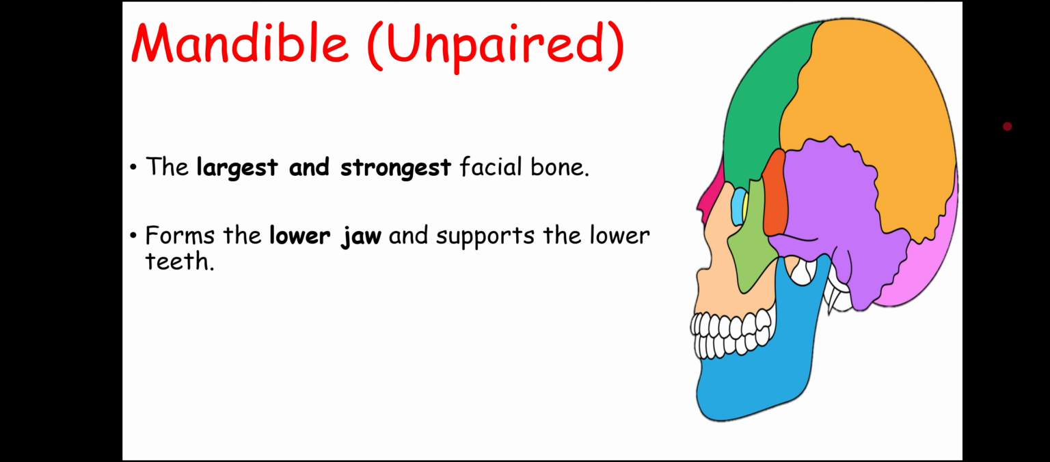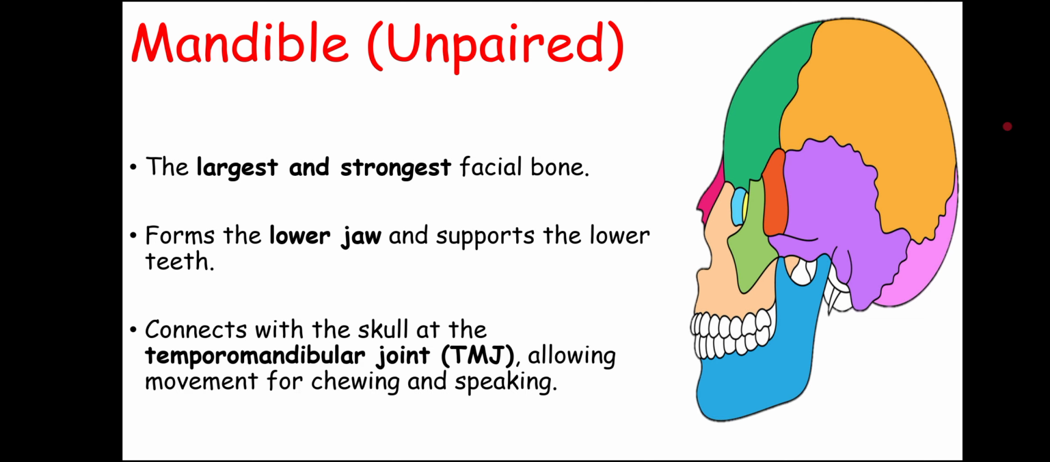Now let's talk about the second bone of facial skeleton that is mandible that is unpaired bone. That means there will be one mandible in every skull. It is largest and strongest facial bone. It forms the lower jaw and supports the lower teeth. It connects with the skull at temporomandibular joint allowing for the chewing and speaking.